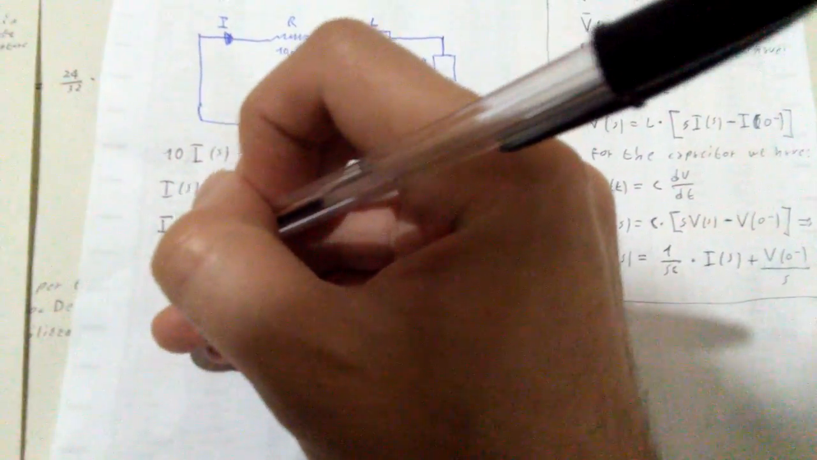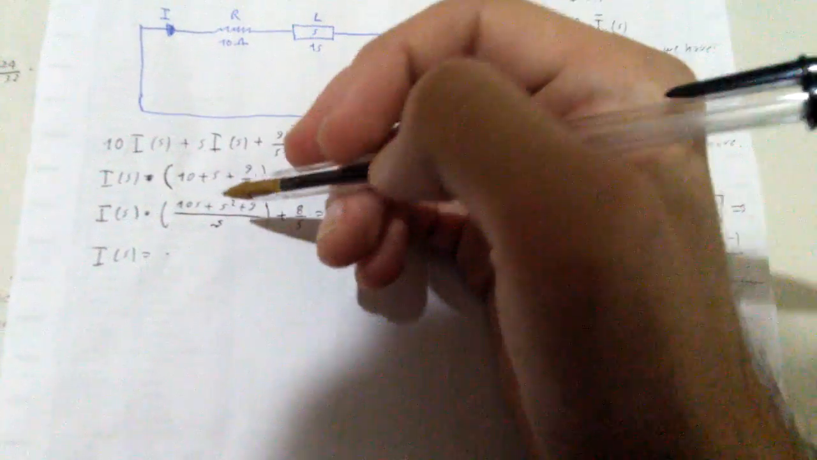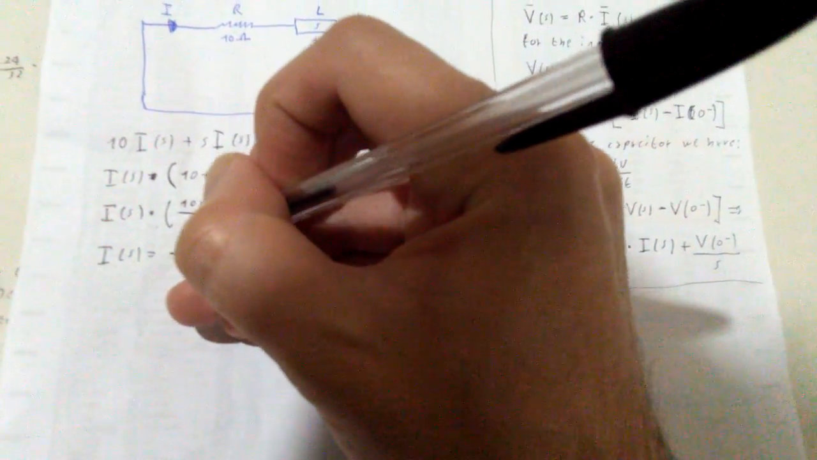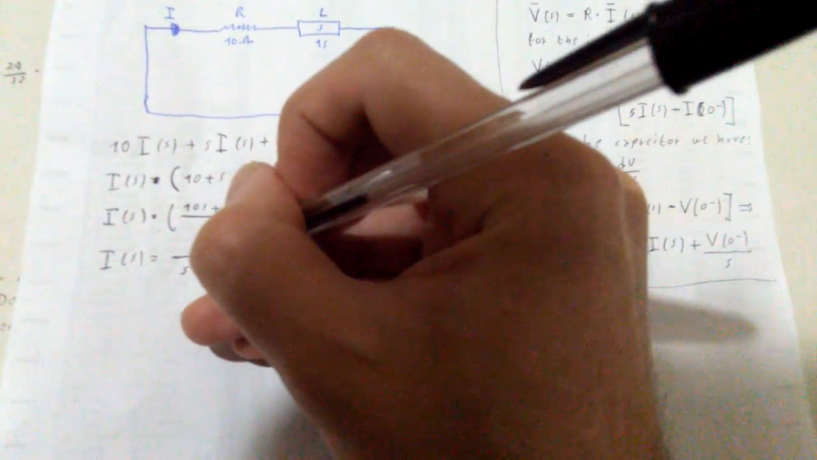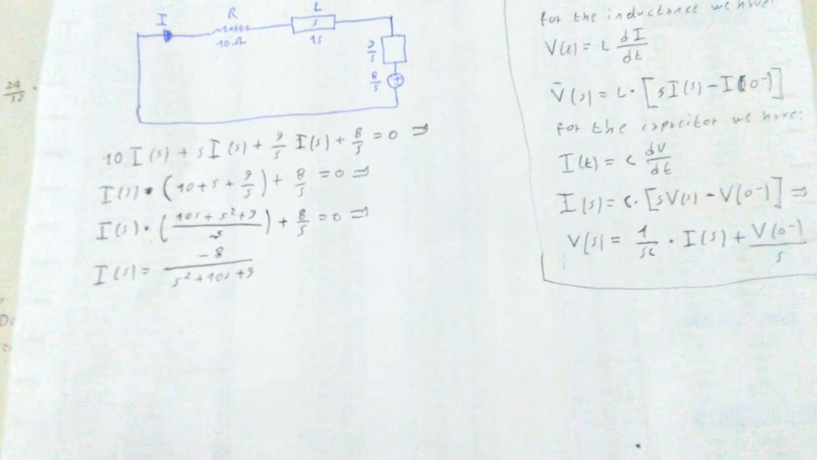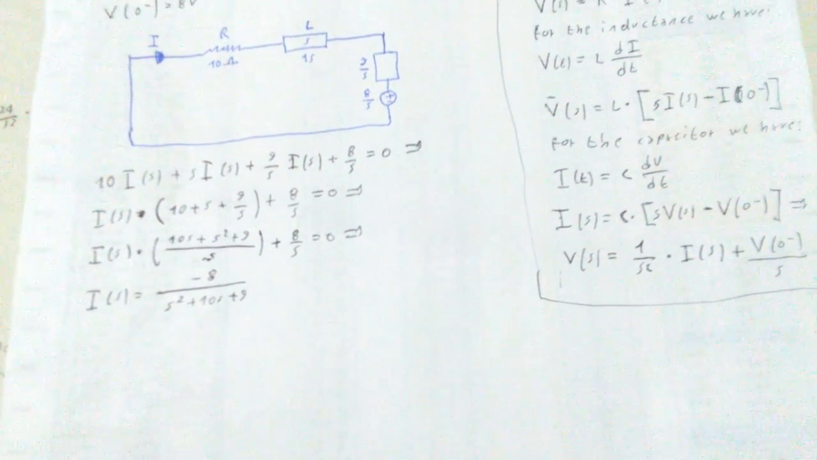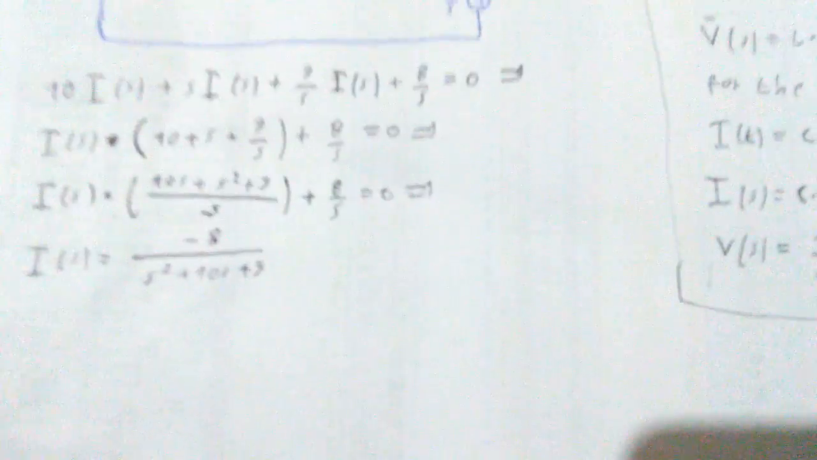Okay, and so our last step to find Is, well, we just have those terms, so we basically flip. So we get negative 8 over s squared plus 10s plus 9. So what do we have is Is, but it's not over, it barely just started.